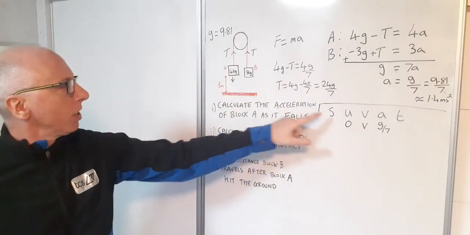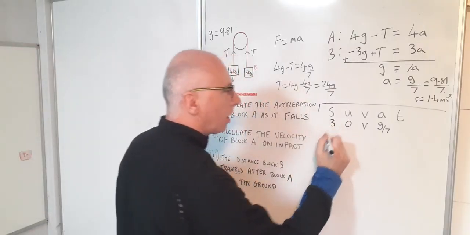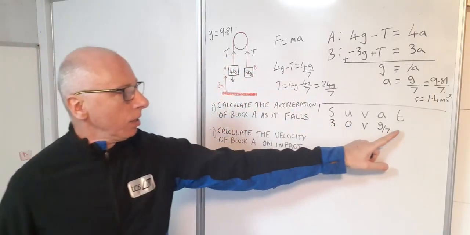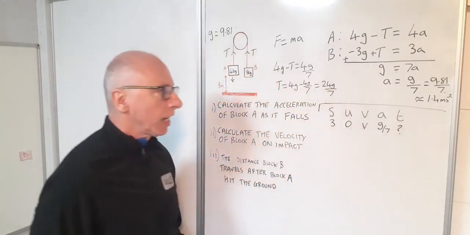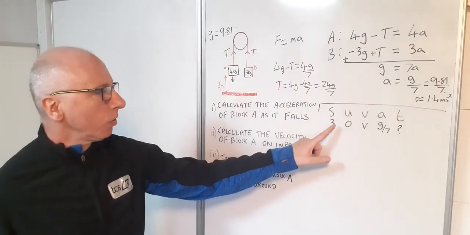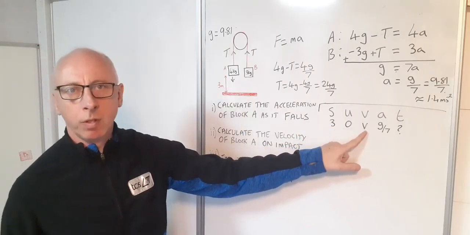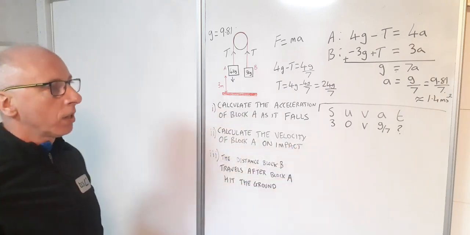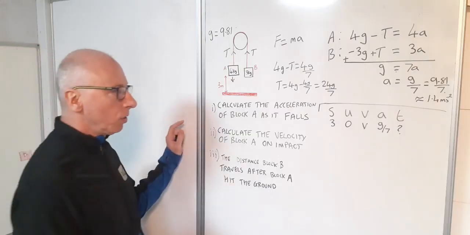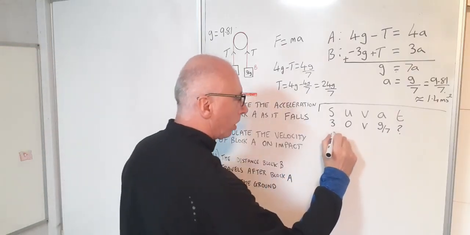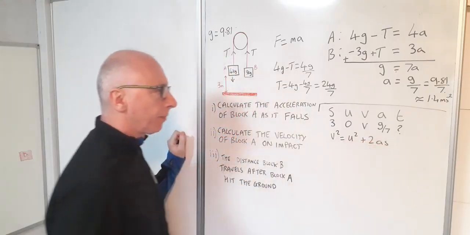Distance, well, we know the distance is 3 meters, so that's a 3. Now t we don't know, but we can actually get away with not needing that because we've got 1, 2, 3, 4 variables and we only need to find one of them. So the SUVAT equations have always got 4 out of the 5 different variables in it. So in this situation we can use v squared equals u squared plus 2as.